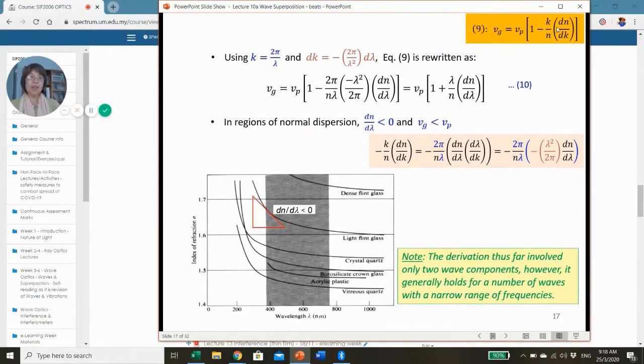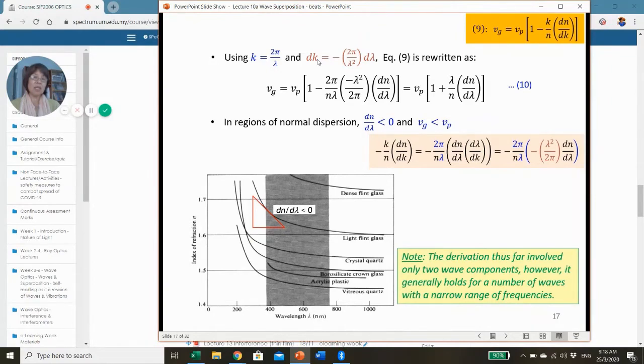Now we have already derived this expression. So now we would like to write it in terms of n and lambda. The relation of k and lambda is given by k equals 2 pi over lambda. So dk will then be equal to negative 2 pi over lambda squared d lambda. And using this expression here, whereby negative k over n dk, we can write k as 2 pi over lambda, and dn dk can be written as dn d lambda times d lambda dk. And d lambda dk is given by this expression here.